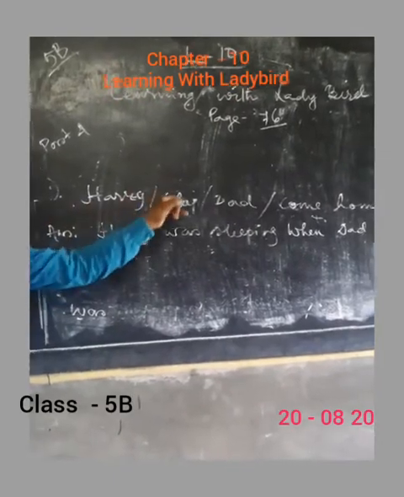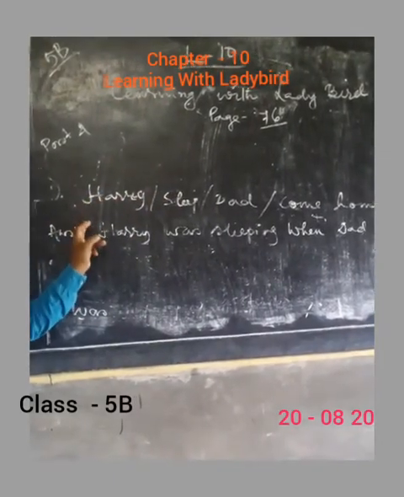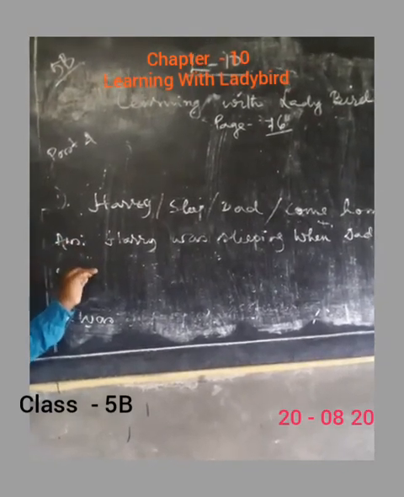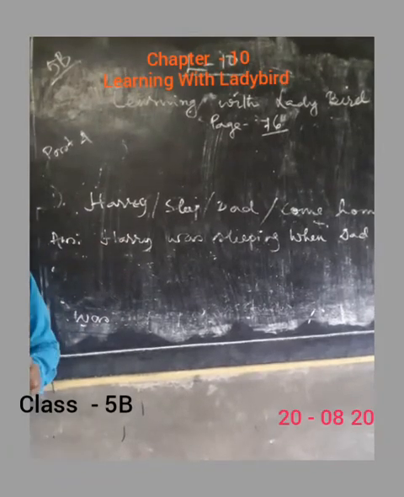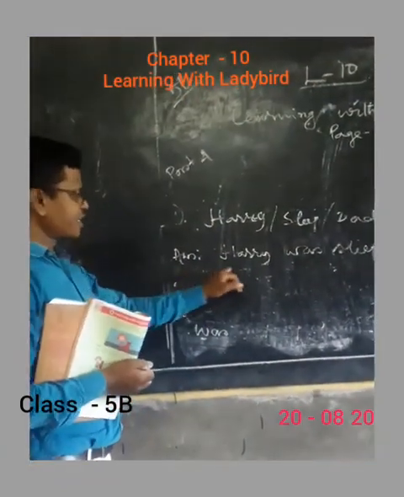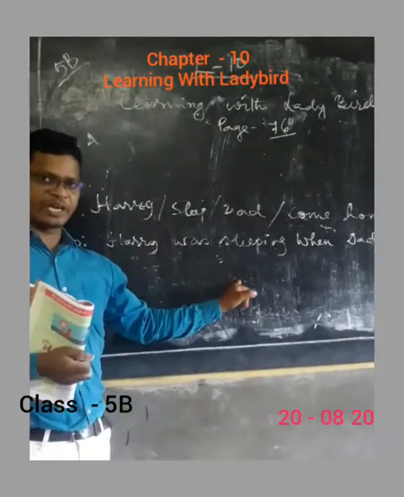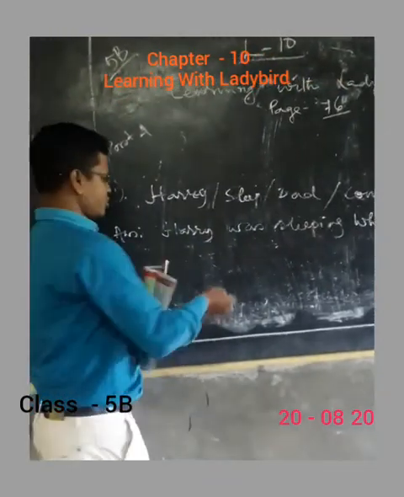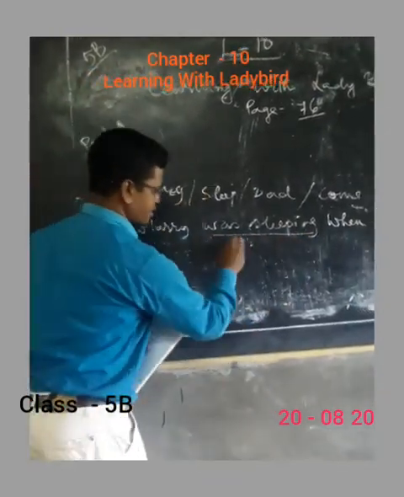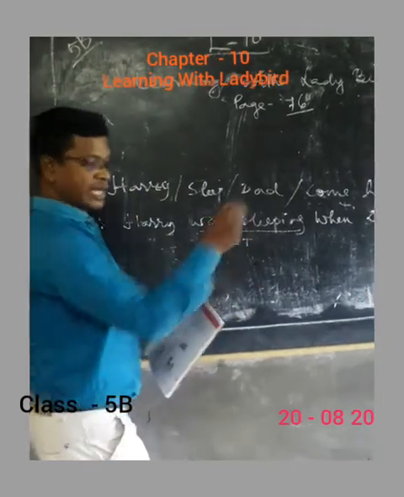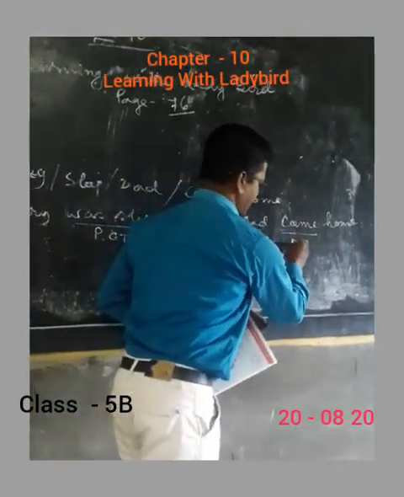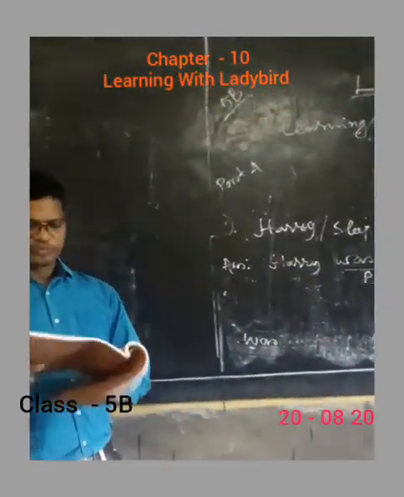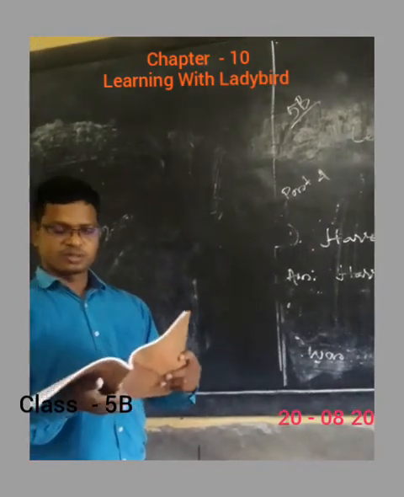So dear students, what have I done? I have made use of all these words and framed a sentence both in past and past continuous tense. This is how you have to combine the sentence and write. So what have I written? Harry was sleeping when dad came home. Here was sleeping is in the past continuous tense, and the other one I have in the simple past tense. So this way you have to write it. So 3 and 4, please do it in the copy.